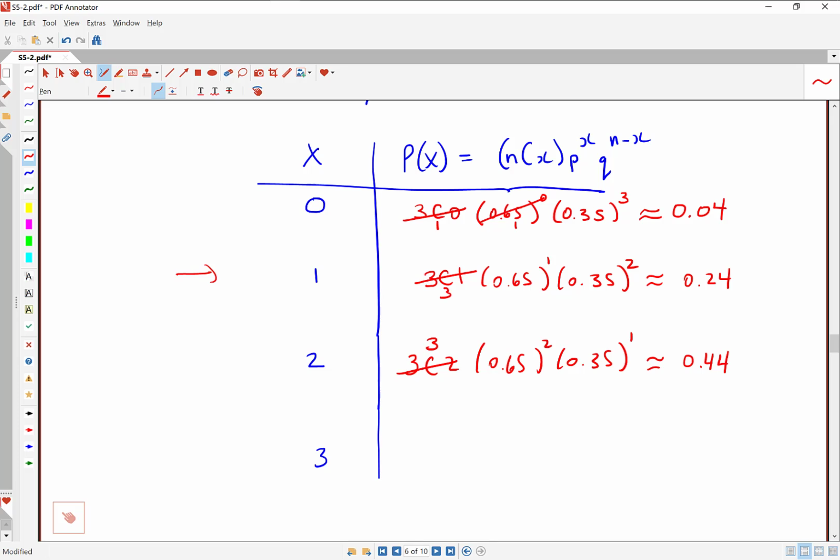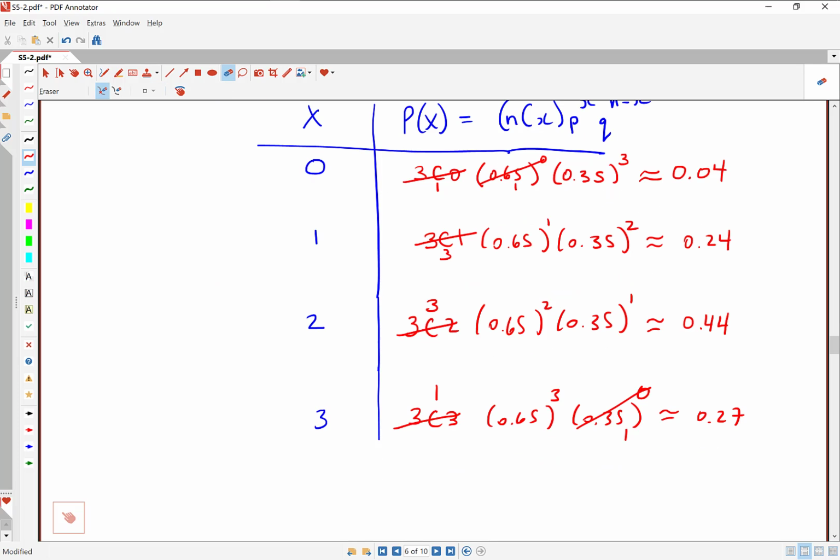Okay, and then last row, x is going to be 3 now. So we have 3C3 times 0.65 to the power 3 times 0.35 to the, well, exponents are going to add up to n, so that's going to be 0. Doing a little bit of pre-calculation, 3C3 is 1, and anything raised to the 0 is also 1. So really we're just doing 0.65 cubed, and that comes out to about 0.27. The question was to find the probability distribution of x, and we've successfully done that because we've written out our different values of x and the probabilities that go with those.